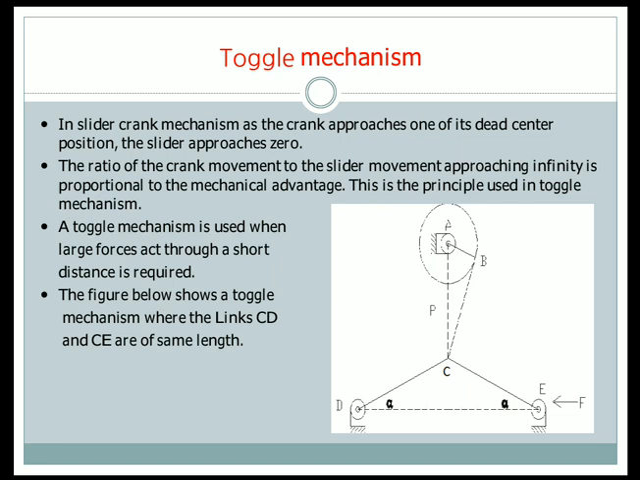The figure below shows a toggle mechanism where links CD and CE are of the same length. So in the figure, the links CD and CE are of equal length, and the angle subtended by CD and CE with respect to the horizontal line is angle alpha. So alpha we have shown there. Link AB is fixed at hinge A and at point B. So BC is another link.